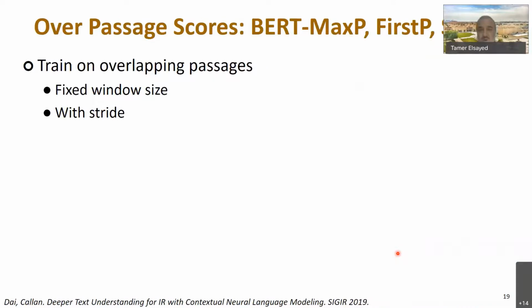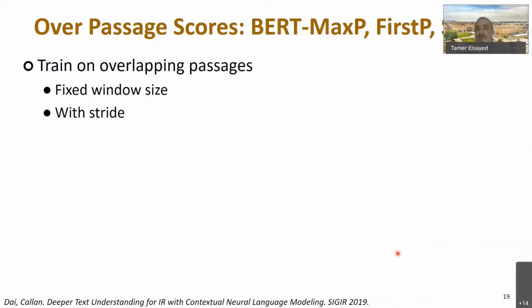Okay, so let's move on. Remember that we said that we have two approaches. One is to aggregate scores over sentences, and the other is to aggregate scores over passages. So now we will talk about the second approach, which is aggregating scores over passages.